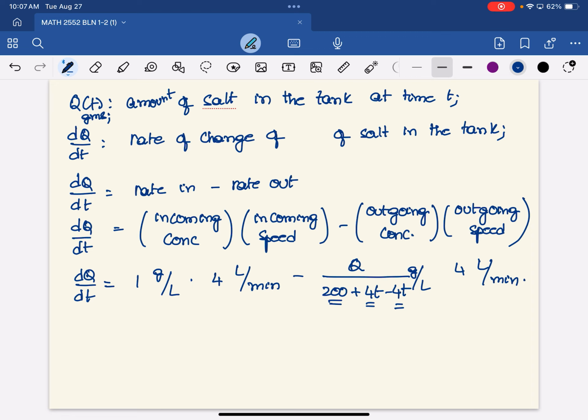What are you multiplying by 4? What is it? Yes, Roman? What are you multiplying by 4? Because that is the outgoing speed, right? Oh, okay, you don't count that.